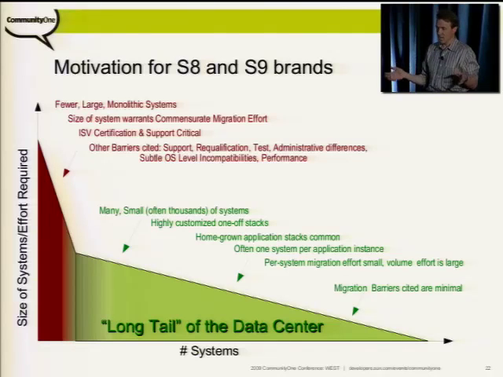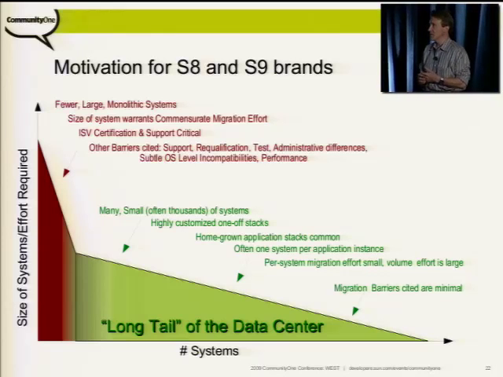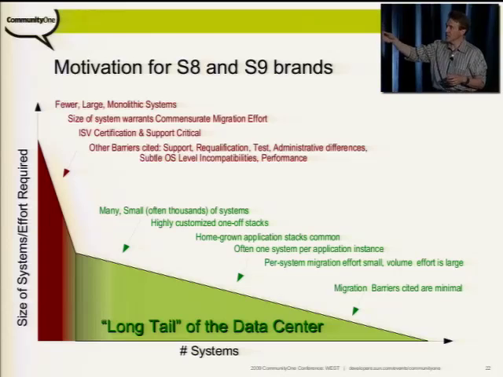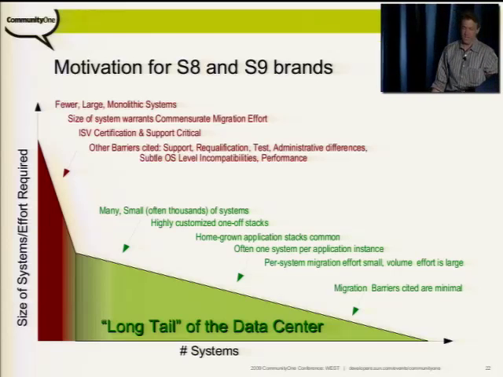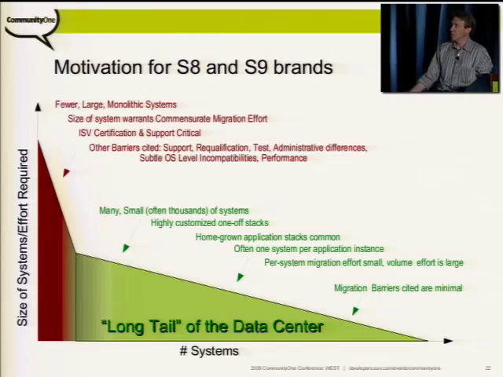You can actually consolidate it and bring it together on modern hardware like, let's say, Spark systems, the CMT machines, which are an ideal platform to consolidate onto because they have so many threads and large memory configurations. So that's the motivation for consolidation: that long tail area when you're talking about the S8 and S9 brands.